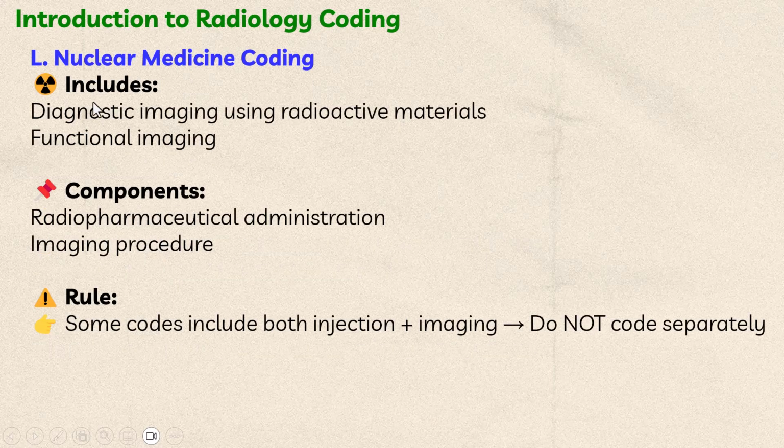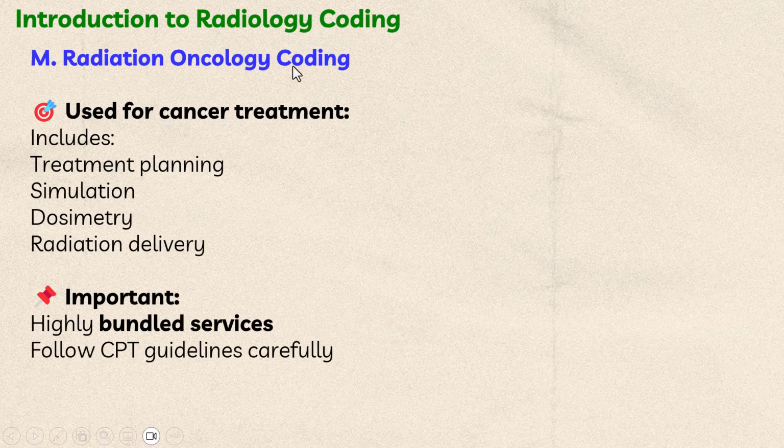Nuclear medicine coding includes diagnostic imaging using radioactive materials and functional imaging. The components are radiopharmaceutical administration and imaging procedure. Here some codes include both injection and imaging, so you can't code them separately. You have to use the combination code. When we discuss the relevant section, you will understand these. Radiation oncology coding is used for cancer treatment that includes treatment planning, simulation, dosimetry, and radiation delivery. Here there are highly bundled services available, so you have to follow the CPT guidelines carefully. When we discuss the relevant section, we will discuss it deeply.